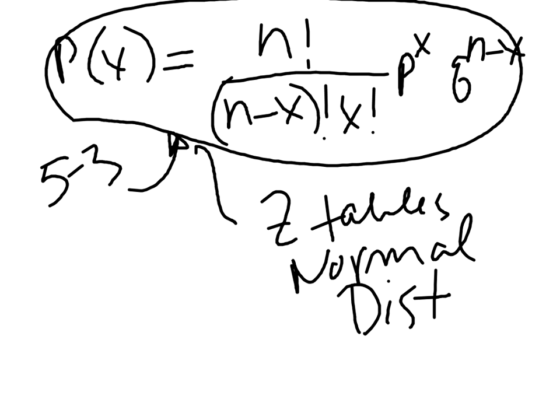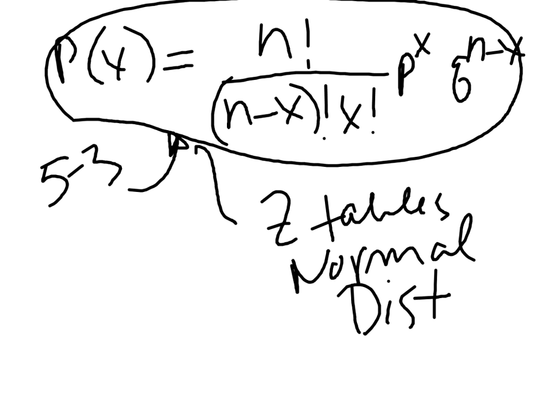And of course, it wouldn't take too much imagination to say that the greater the number of trials we have with a probability of 0.5, the closer and closer the binomial distribution gets to our normal distribution, our z-tables.